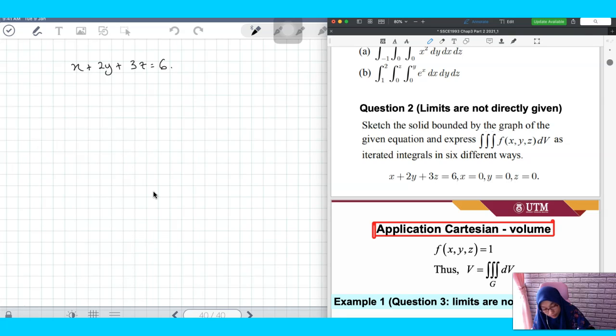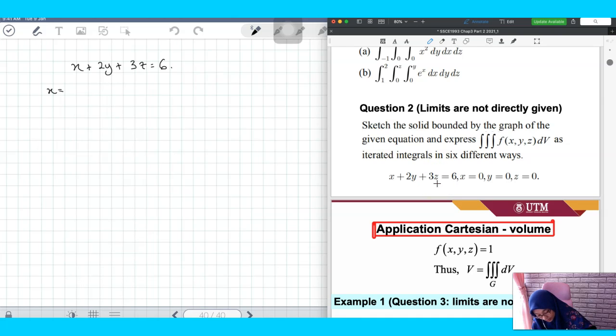And we have to go back to the basics of sketching of the surface. This is a tetrahedron. How can we know this is a tetrahedron? You have a linear equation, and you have 3 variables, meaning that you have a tetrahedron. So in order to get the tetrahedron, you have to provide the traces.